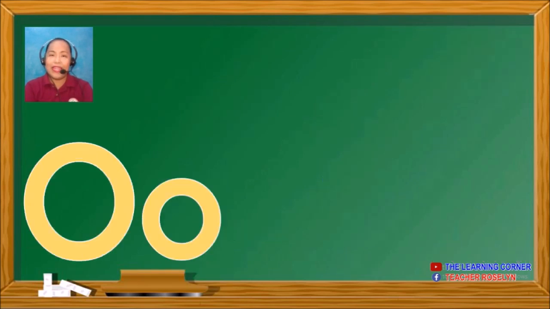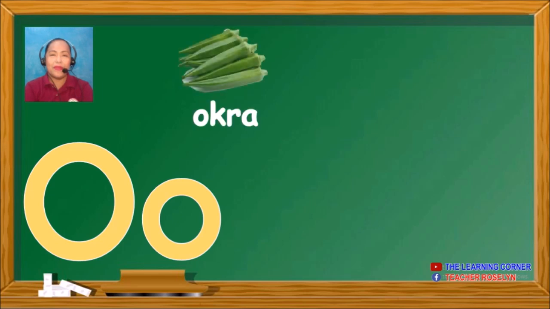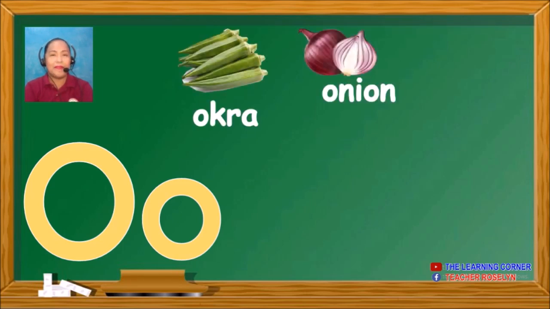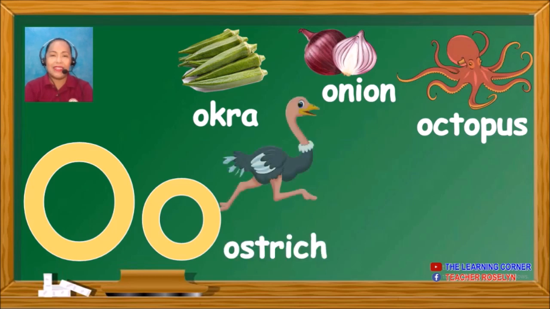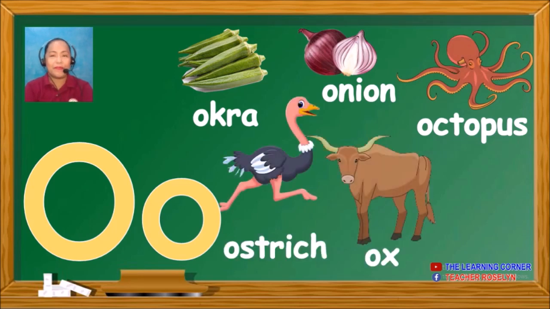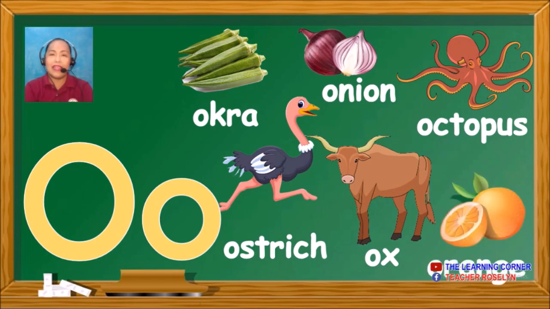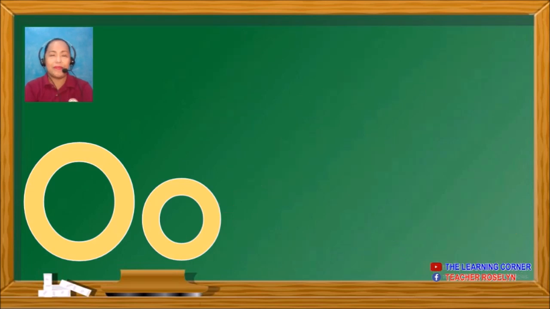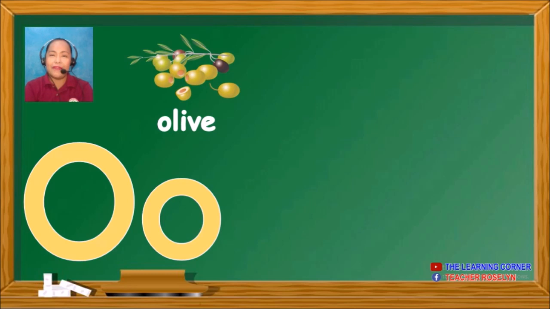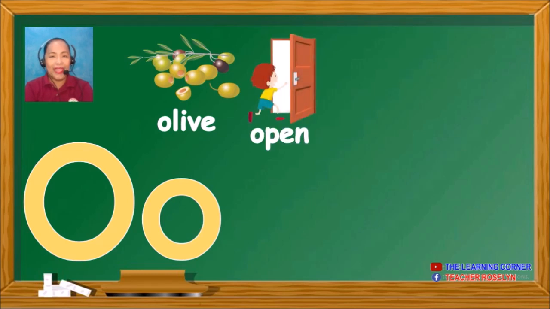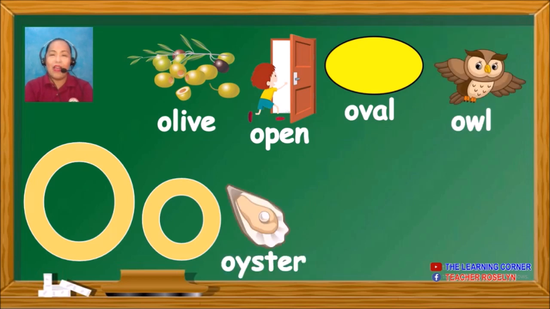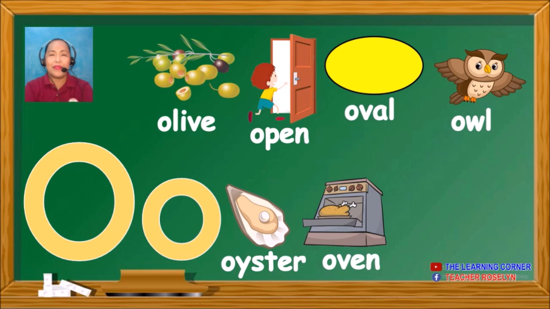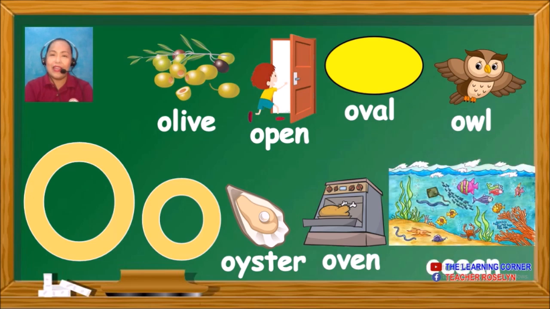Now we go to letter O. Okra, onion, octopus, ostrich, ox, orange, olive, open, oval, owl, oyster, oven, ocean.